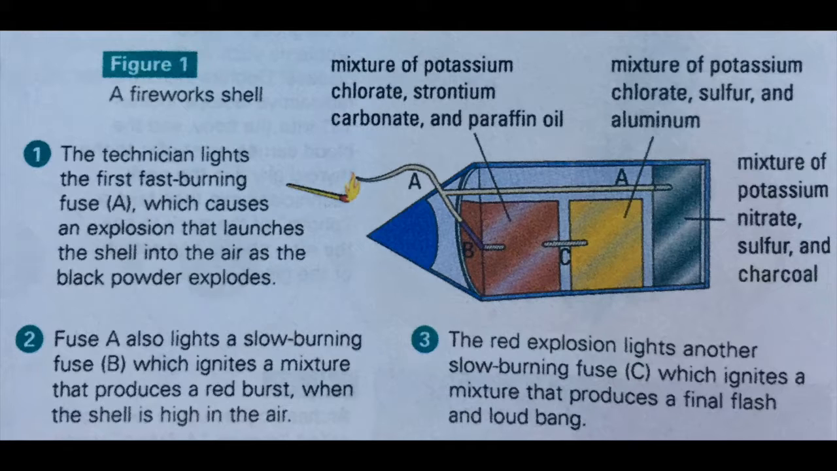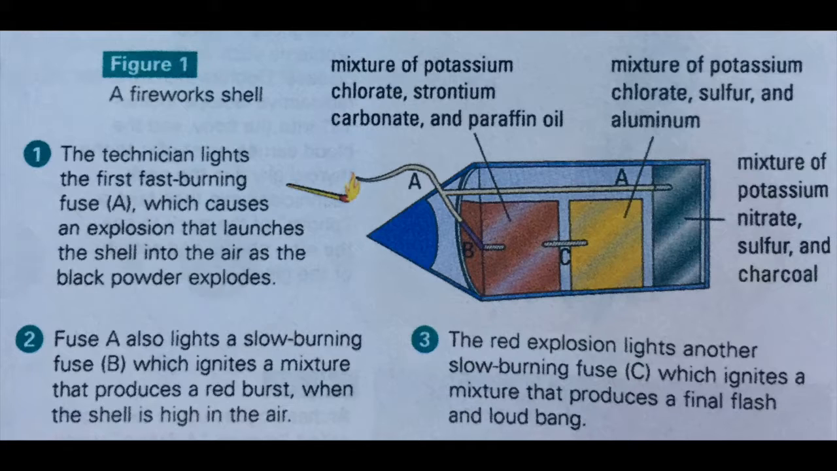So there's the shell, and here we have a mixture of potassium chlorate, strontium carbonate, and paraffin oil. And in the other cell, we have a mixture of potassium chlorate, sulfur, and aluminum. And then in the last one, we have a mixture of potassium nitrate, sulfur, and charcoal.